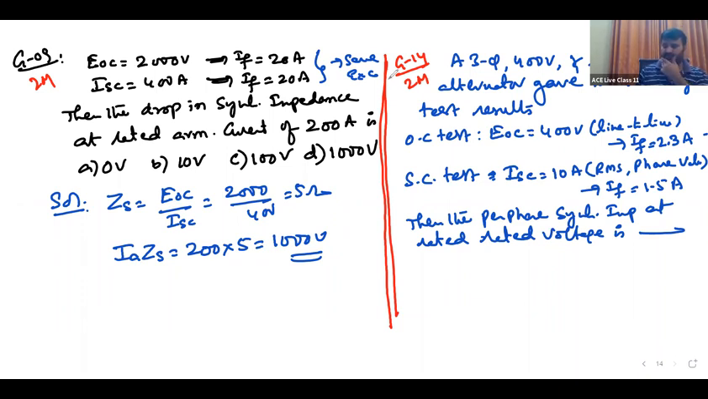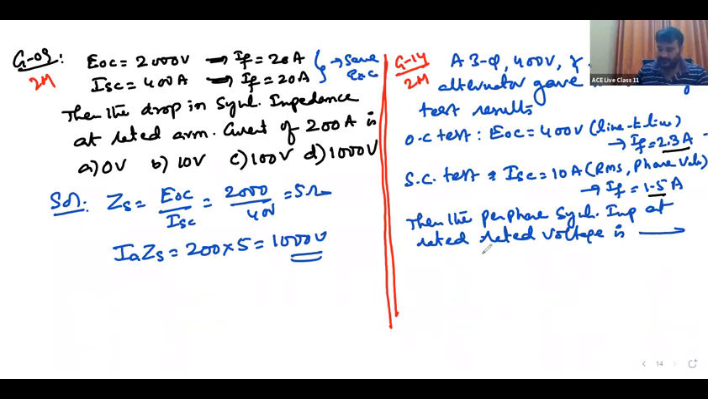A 3-phase 400 volts star connected alternator gave the following test results. OC test is EOC 400 volts, line to line voltage, at IF is equal to 2.3 amperes. SC test is ISC is equal to 10 amperes RMS value. If nothing is mentioned, AC component will always be RMS values only. But both are not given for the same field current, and you need to find synchronous impedance at rated voltage. Rated voltage means for 2.3 amperes you have to find.